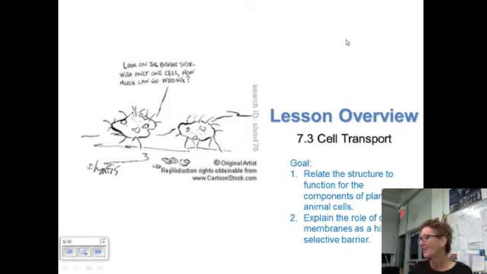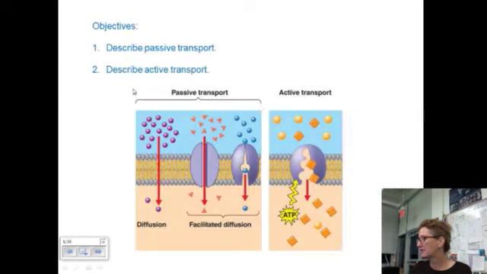All right, our goal is to relate the structure to function for the components of plant and animal cells. Also explain the role of cell membranes as a highly selective barrier and active and passive transport. Okie dokie. Our objectives are to be able to describe passive transport and describe active transport. That sounds easy, right? Oh, hang on to your brains and stick with me.